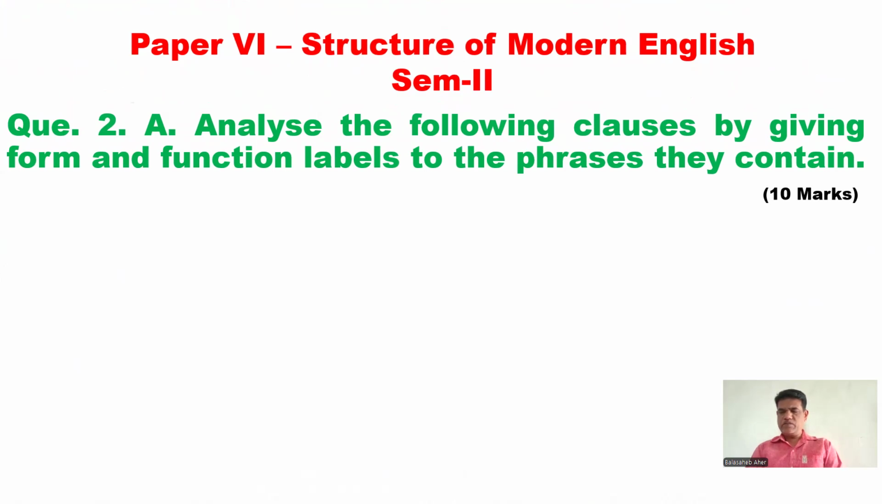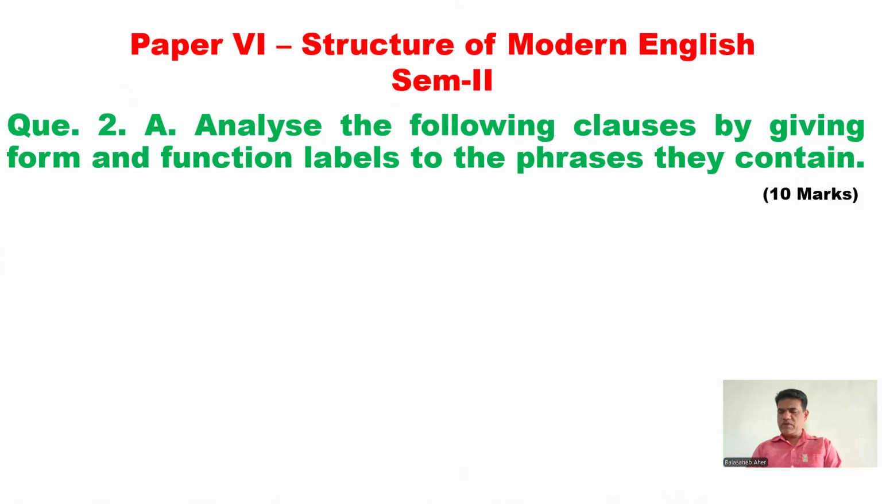Question number 2 is for 20 marks. This question is divided into two parts, A and B. A is for 10 marks and B is also for 10 marks. B is based on the subordinate clauses, and we will deal with it in the next presentation. Right now, our focus is on question number 2A.